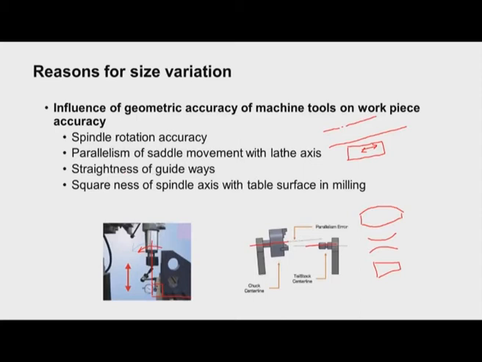And what about the straightness of the guideway? This lathe guideway may not be straight, so it may have some inaccuracies like this. Because of that also, the workpiece will be affected. And then the squareness of the spindle axis with the table surface, which is what we discussed in this particular diagram.